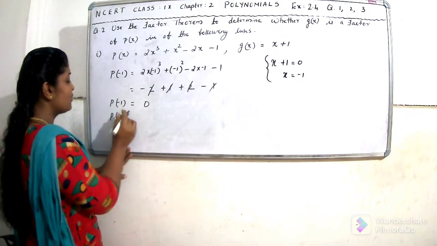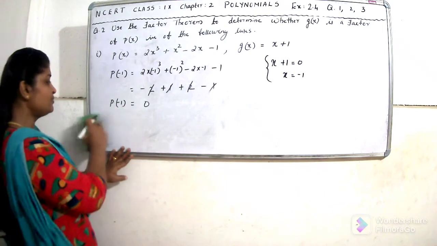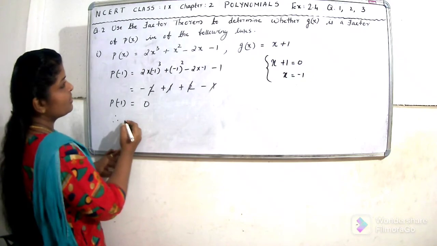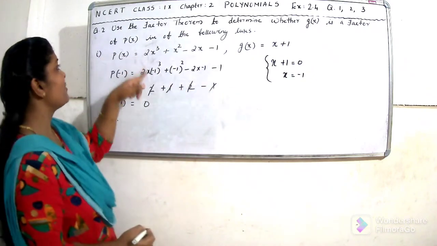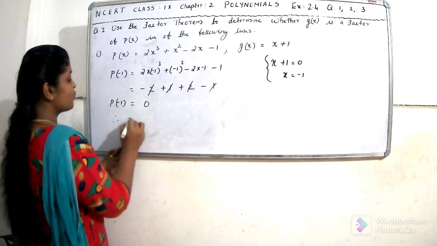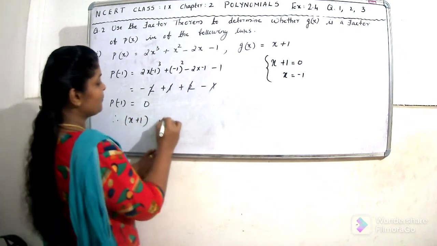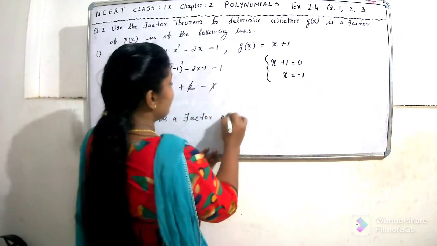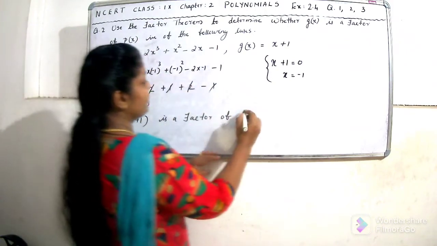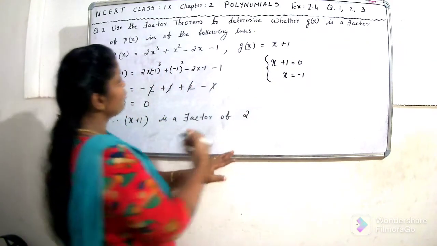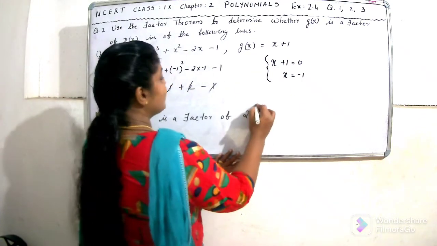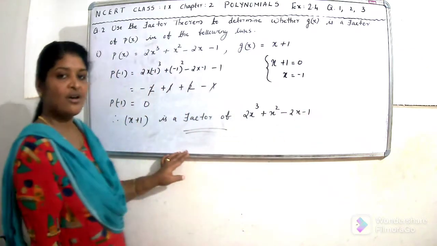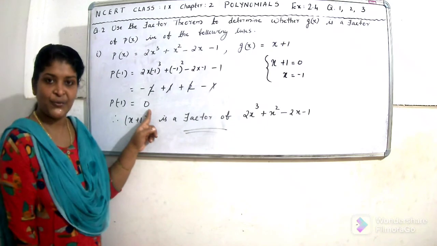So P of negative 1 is 0. Therefore, is g of x a factor of p of x? Yes. So we can write g of x, it is x plus 1. So x plus 1 is a factor of this polynomial. Polynomial p of x, or the complete polynomial, we can also write as 2x cube plus x square minus 2x minus 1. So this is the factor because we got the remainder as 0.